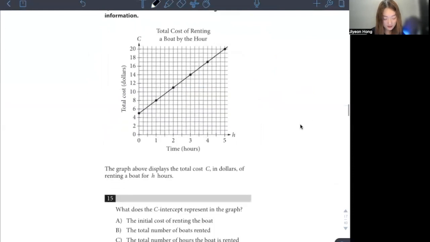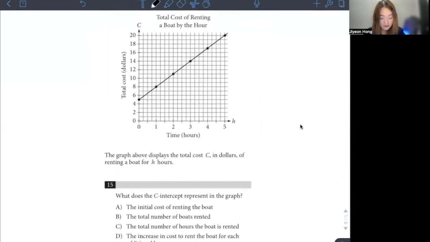All right. The graph above displays the total cost C in dollars of renting a boat for H hours. What does the C intercept represent in the graph? As I always like doing, I will take the slope intercept form, a frame that I am already used to. And they try to switch it up, right? So I'm going to shove it back into this frame that I already know well.